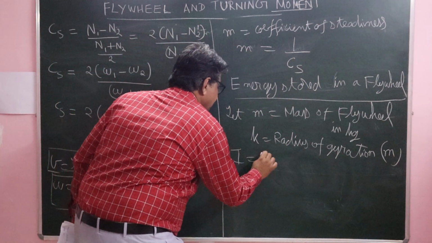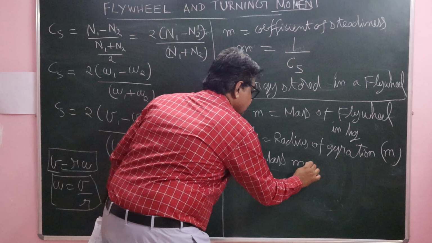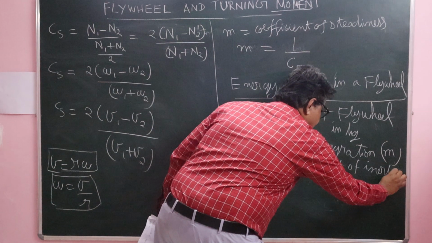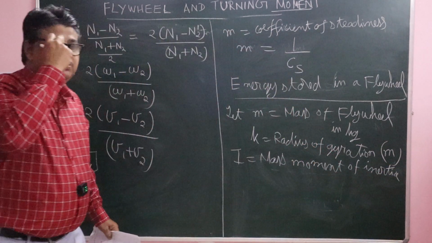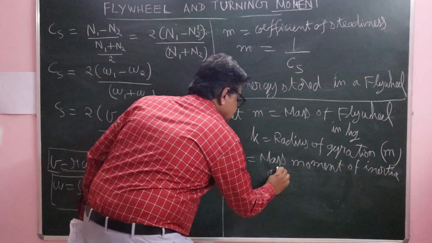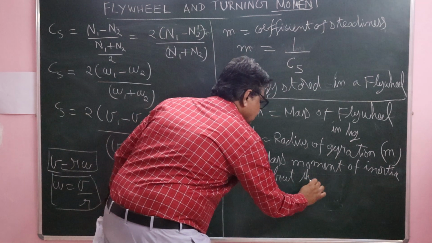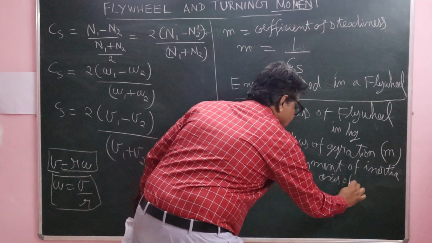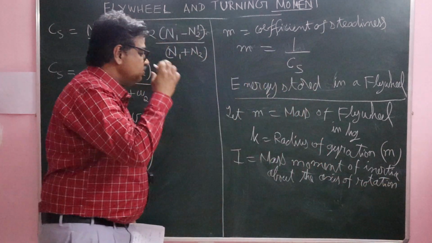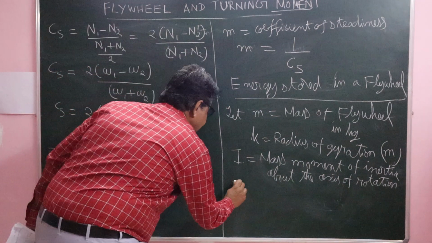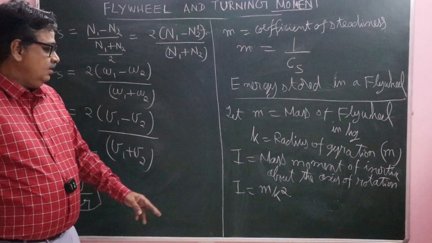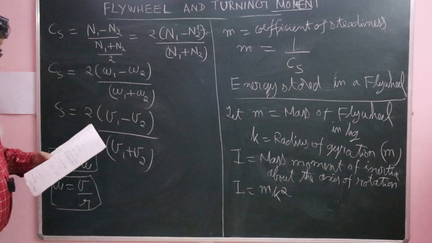So I is equal to the mass moment of inertia about the axis of rotation. Therefore, I is equal to mk square. This is the general formula. I equal to mk square is the formula.